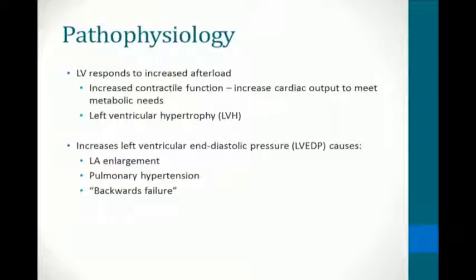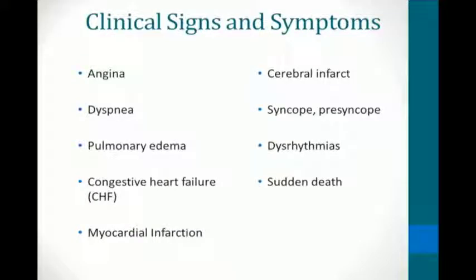Due to increased resistance, the LV works harder to meet metabolic needs, over time causing left ventricular hypertrophy. This progresses to decreased LV compliance, causing elevated left end diastolic pressures, leading to left atrial enlargement and eventually heart failure. Thickened myocardium requires increased blood supply from coronary arteries. Blood supply becomes inefficient, resulting in angina and potentially myocardial ischemia. If the heart is unable to eject enough blood to meet the metabolic needs of the body, it can lead to syncope, cerebral infarct, and even death.